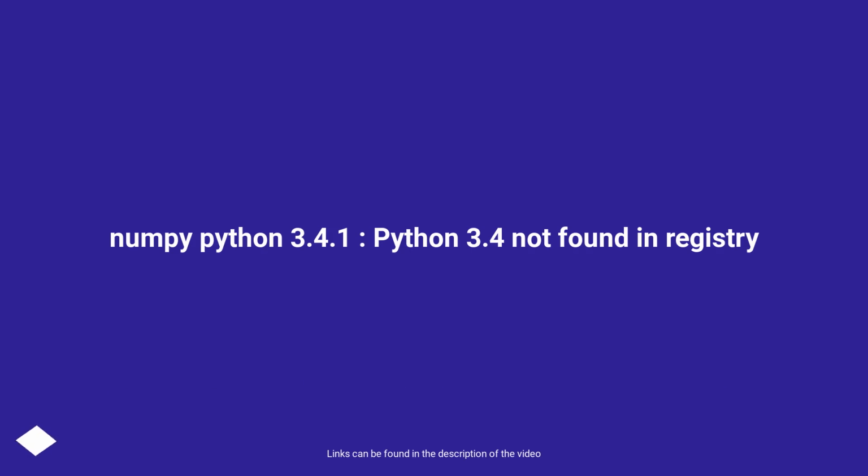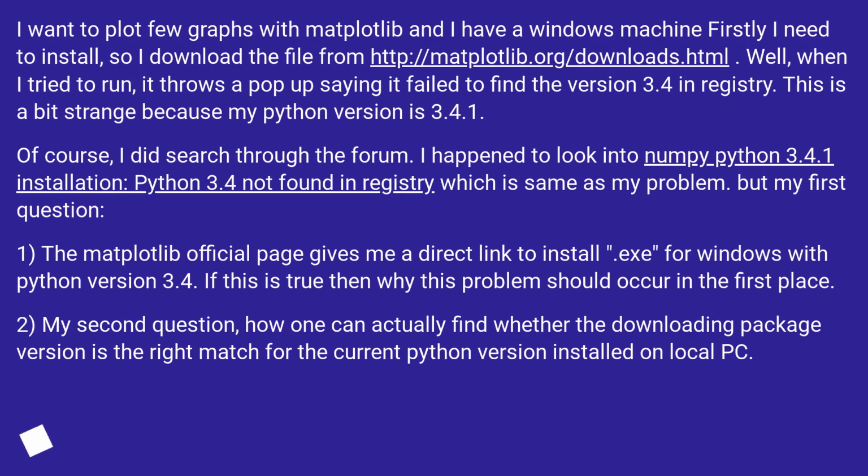numpy Python 3.4.1, Python 3.4 not found in registry. I want to plot a few graphs with matplotlib and I have a Windows machine. Firstly I need to install it, so I download the file from this URL. Well, when I try to run it, it throws a pop-up saying it failed to find version 3.4 in registry. This is a bit strange because my Python version is 3.4.1.